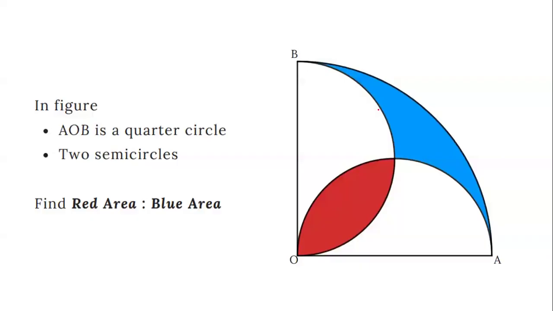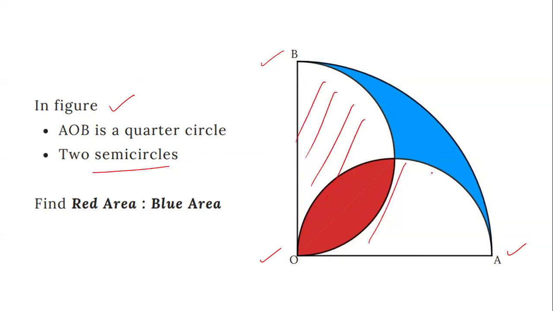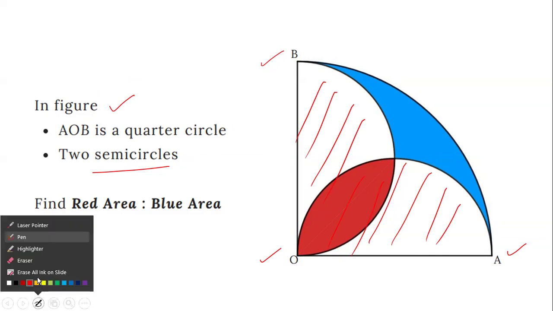So hello guys, in this video we are going to solve this problem. In this problem it is given that in the figure we have this quarter circle AOB. A point is this, O point is this and B point is this. So this is one quarter circle and there are two semicircles. One is this and another is this.